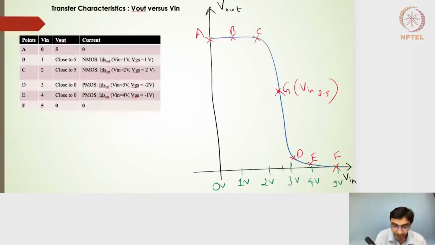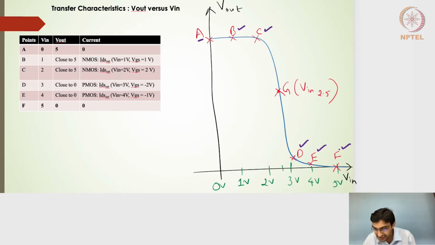Moving ahead, just a revision of what we had done in the last lecture: the transfer characteristics of Vout versus Vin is drawn. These were the intersection points A, B, C, and then D, E, and F, which we had clearly drawn, where the current of the PMOS and the current of the NMOS were intersecting. From those points we got two values: the current value, and the output node voltage value for a particular input voltage.